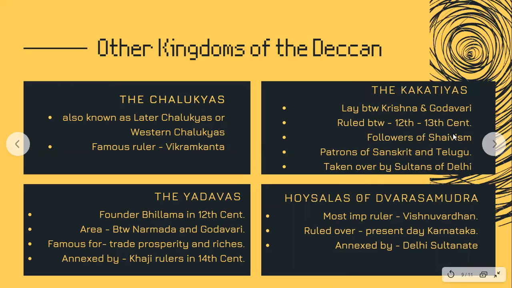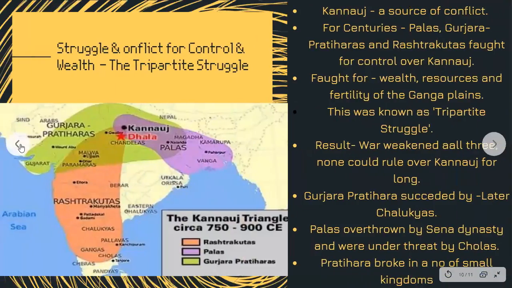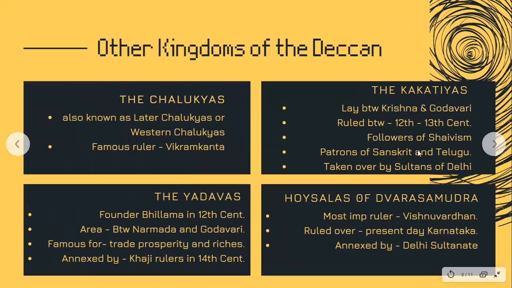Between the 12th and the 13th century, the Kakatiyas; the Yadavas between the 12th and the 14th century; and the Chalukyas, right? So then, lastly, we have the Hoysalas of Dwarasamudra, right? The most important ruler of the Hoysalas is Vishnuvardhana, right? They ruled over present day Karnataka and they were annexed again by the Delhi Sultanate. So the Kakatiyas, the Hoysalas, right? They were all taken over by the Delhi Sultanate.